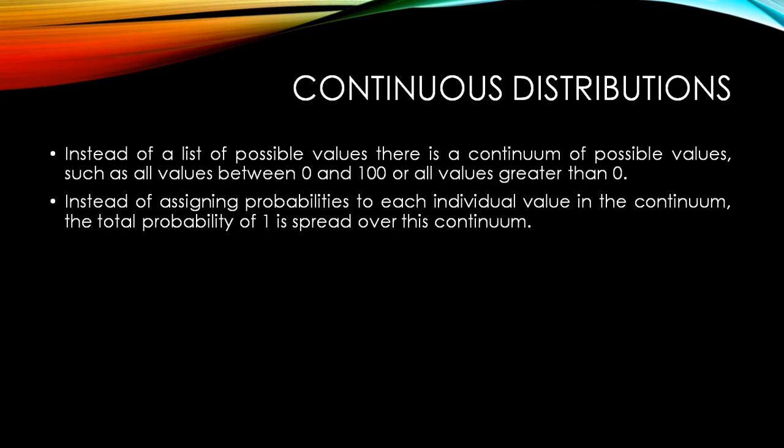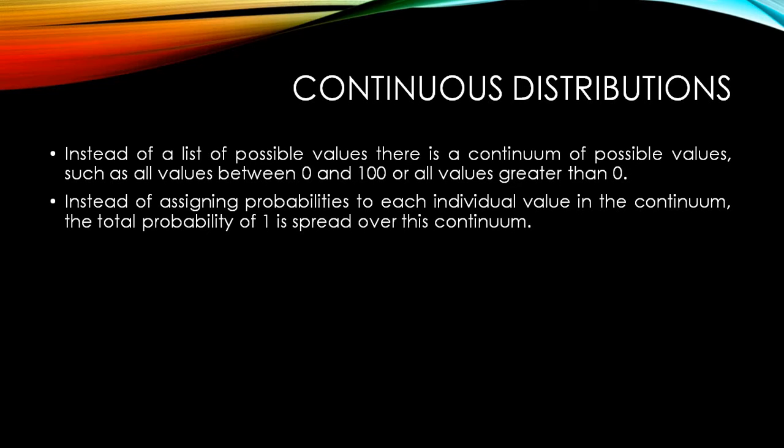Then what are continuous distributions? Continuous distributions are those which occur in a continuum. That is to say, you are not dealing with a specific data point in the distribution. You are dealing with a set of data, a continuum of data which forms a range. So instead of a list of possible values, there is a continuum of possible values. We are not talking of specific values. We are talking of a continuum of values. For example, all the possible values between 0 and 100 form a continuum, or all the values which are greater than 0 form a continuum. We are not dealing with a specific point or a specific data point or a specific value.